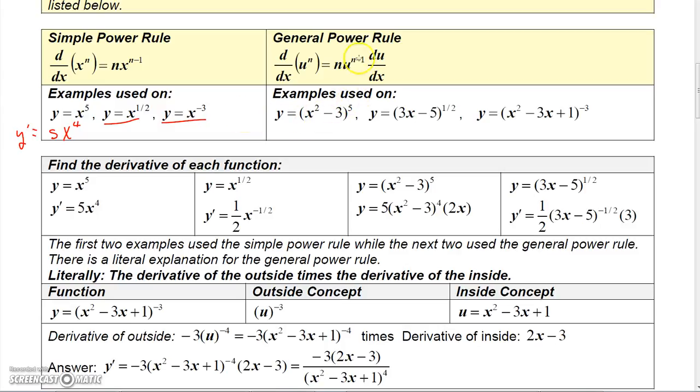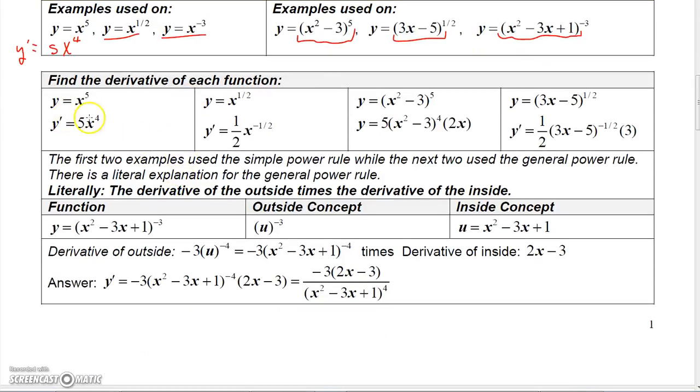But where you use the general power rule is where you have a function raised to a power. So instead of x to the 5th, we might have x squared minus 3 to the 5th. Or instead of x to the 1/2, we might have the quantity 3x minus 5 to the 1/2. Or instead of x to the negative 3, we might have the function x squared minus 3x plus 1 raised to the negative 3.